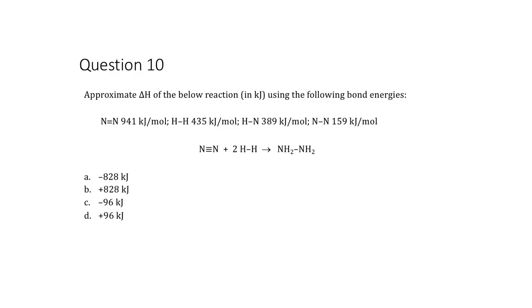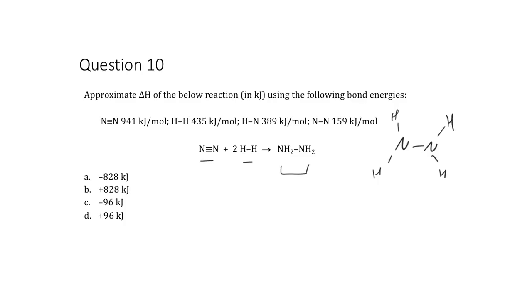So question 10, here I think this is the last question in our packet. Approximate the delta H of our reaction in kJs using the following bond enthalpies. So we're given the bond enthalpy of the triple bond nitrogen, the single bond hydrogens, and then we have nitrogen single bonded to hydrogen and another nitrogen in our product.